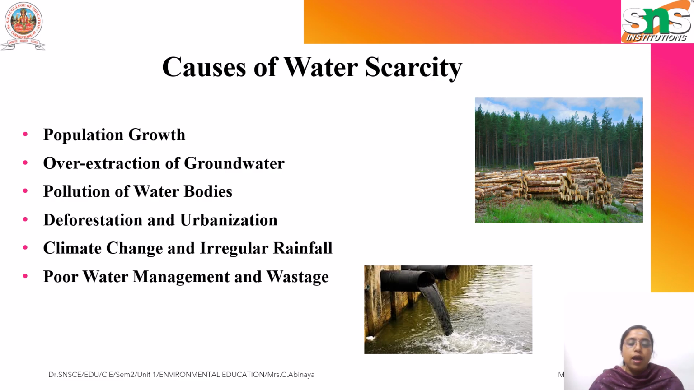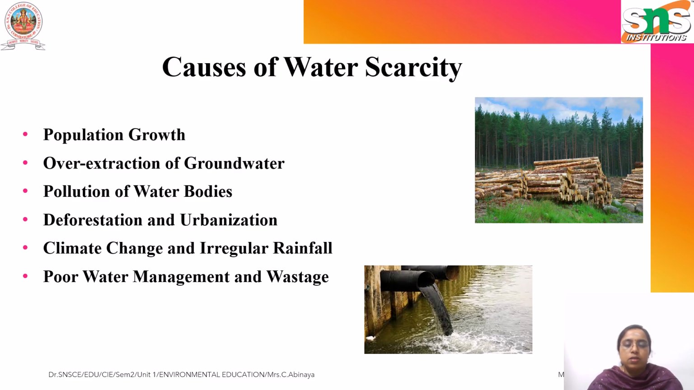Population growth. As population increases, water demand rises for drinking, cooking, sanitation and industry. Simply, more people means more housing, more food, more clothes, all of which need water. Unfortunately, water supply doesn't automatically increase with population.